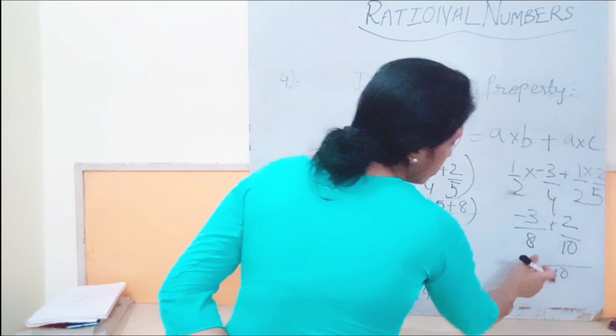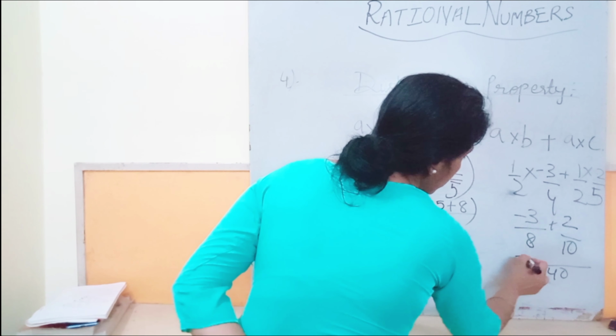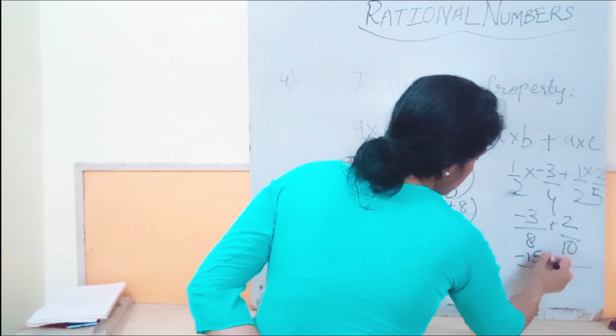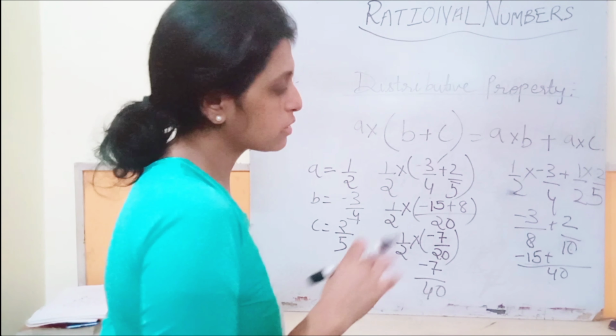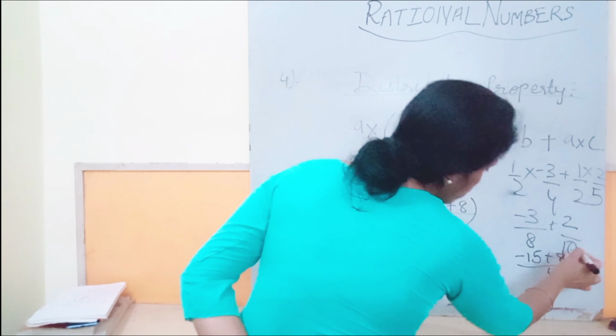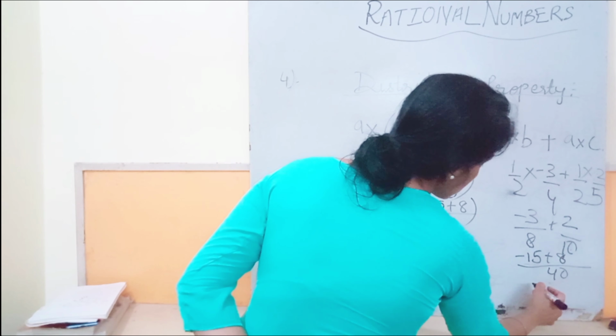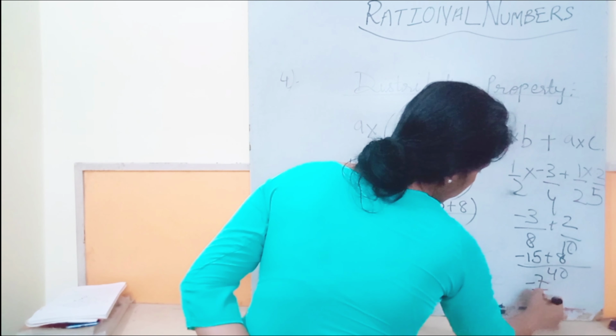In 8's table 40 comes 5 times. So we have to multiply 5 in the numerator. So 5 3's are 15 plus. In 10's table 40 comes 4 times. We have to multiply 4 in the numerator. So it becomes 8. Now minus 15 plus 8 is your minus 7 by 40.